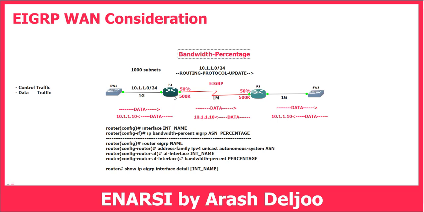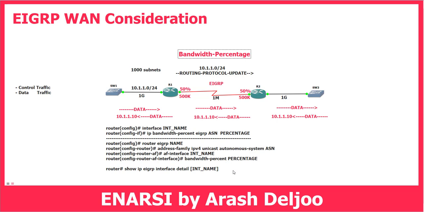After that, in the named configuration, again we go to router eigrp name, address-family ipv4 unicast, autonomous-system AS number, and then on one interface, or maybe you want to configure this on all interfaces, af-interface interface name, or af-interface default. Here you should use only the bandwidth-percent command, with the percentage. That's it. And also with show ip eigrp interface detail and then the name of the interface, we can verify the bandwidth percentage. Let me configure this feature, and after that we can better understand the configuration.